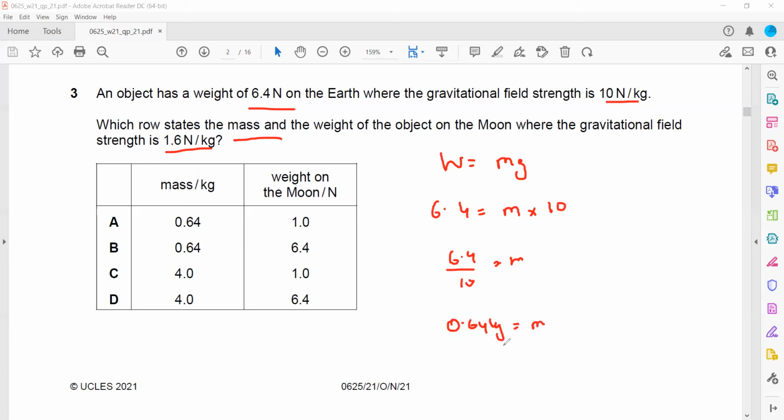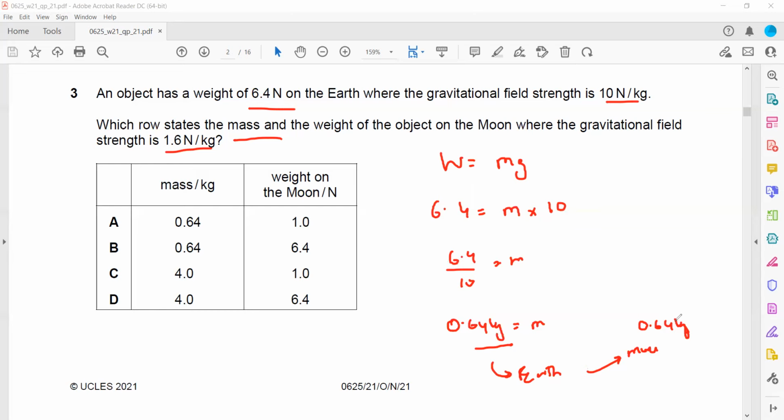And if mass on the Earth is 0.64 kilogram, what will be the mass on the moon? The mass does not change. So on the moon, it will also have the same mass, because mass is the amount of matter or number of particles, the total number of the particles. So mass of an object does not change.